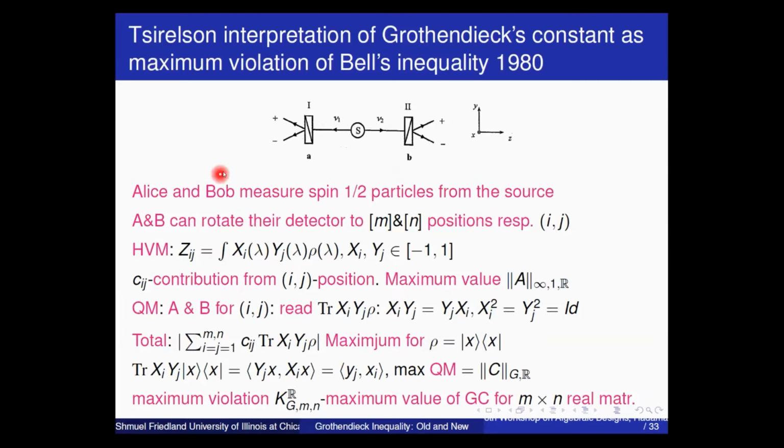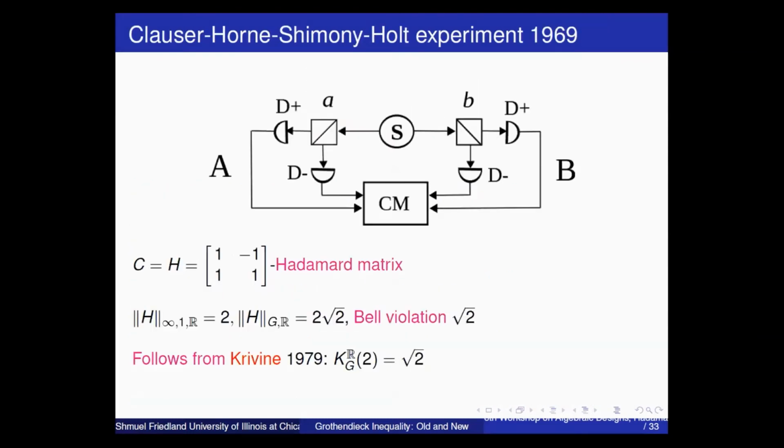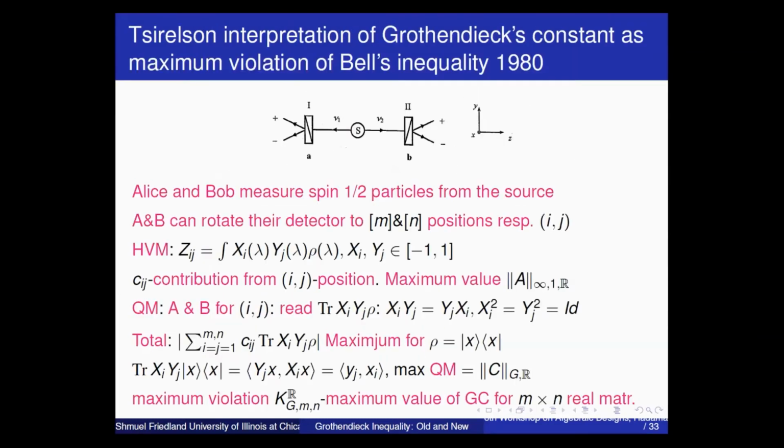So we have here a system that emits photons left and right, and here is Alice and Bob, and they measure these photons, and they also can move, let's say, the apparatus. We'll see in a minute about this famous example from 1969.